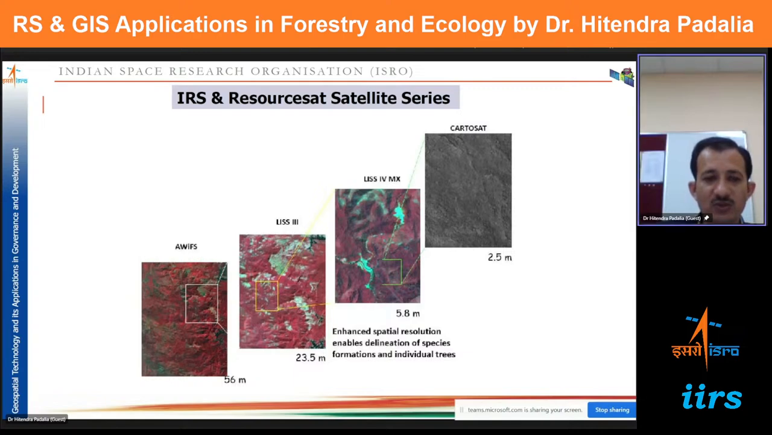AWiFS data has again been used in our national level yearly land use land cover monitoring, particularly for crop areas. And LISS 4 images have been used to find out those areas where rapid developmental activities like mining and other aspects are taking place, where forests are being diverted for some non-forestry use or encroachments. Similarly, Cartosat data. These data sets have provided the fine scale changes which are taking place in any part of the country. So they have been extensively used.